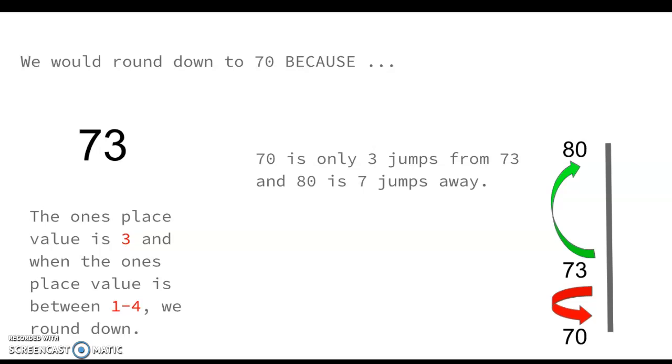We would round down to 70. You should have had a thumbs down. The ones place value is 3 in 73, and when the ones place value is between 1 and 4, we round down. 70 is only 3 jumps away from 73, and 80 is 7 jumps away. If you look at my little number line over here, I showed 73, and it's a lot closer to 70 than it is to 80.